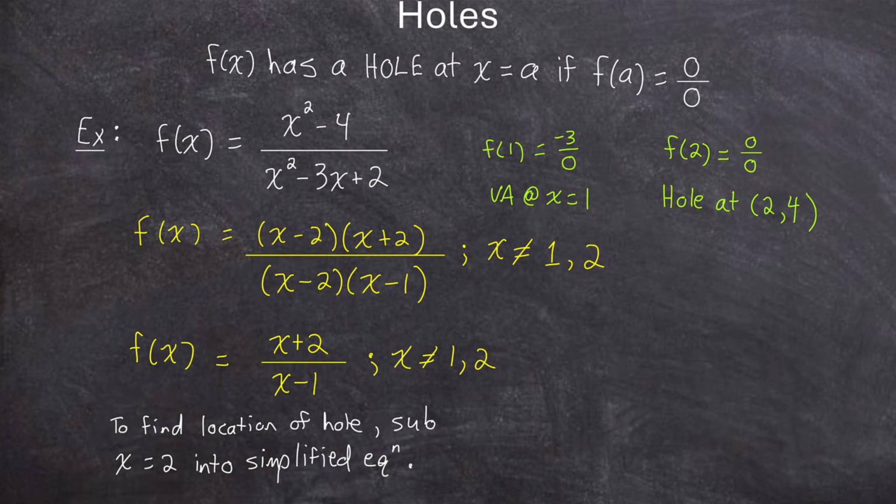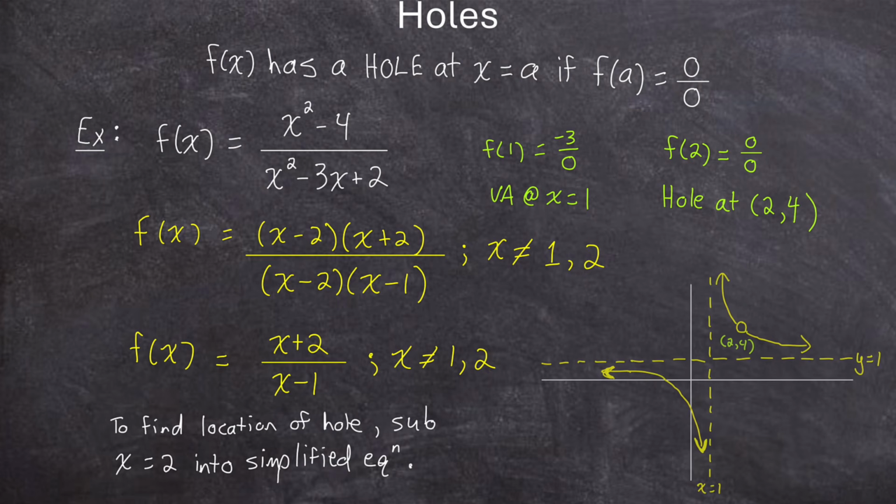Now let me quickly show you what the graph of this function looks like. Notice the function has a vertical asymptote, an infinite discontinuity at x equals 1, and it also has a hole in the graph at the point where x equals 2.